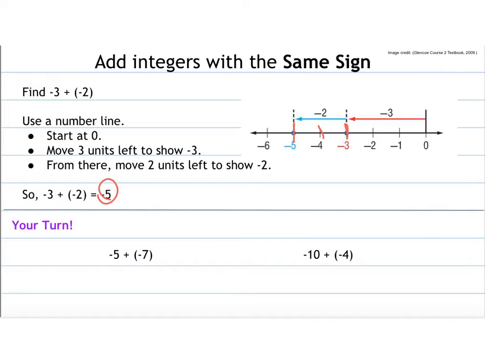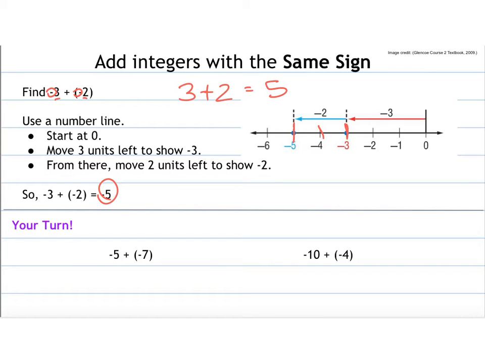So if the signs are the same, we just add the numbers like normal. 3 plus 2 is 5, and then you just take the sign. Since we have negatives out front, that means our answer is negative. Just like if we had 3 plus 2, that equals 5. But since both of those are positive, our answer is positive. In this case, since both of our numbers are negative, our answer is negative.